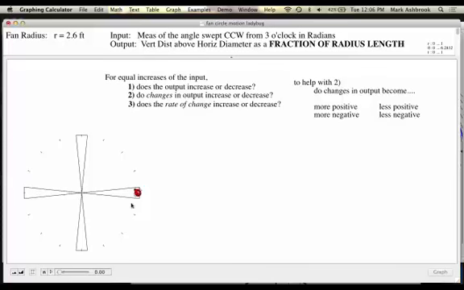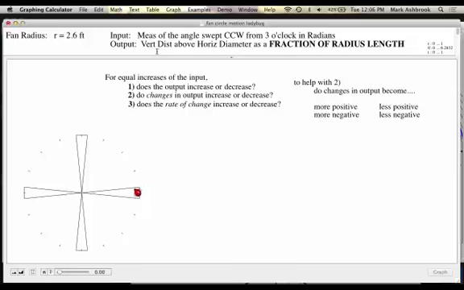So that quantity, that vertical distance above the horizontal diameter, when the bug is here, when the angle measure is 0, what is the vertical distance above the horizontal diameter? What's the value of it? Someone said 0. Do you agree with that? Yes, it's 0, because this is the horizontal diameter right here.